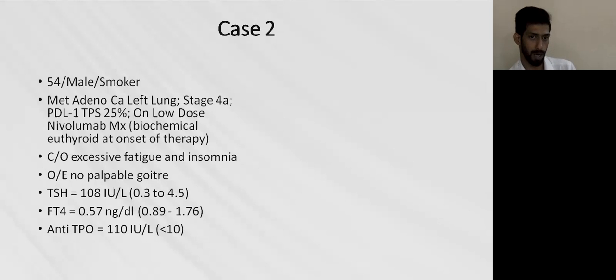54, male smoker, metastatic adenocarcinoma lung, stage 4A, high PDL1, finished his main initial chemotherapy, and right now he is on maintenance nivolumab. Nivolumab is an immune checkpoint inhibitor, which is used as an immunotherapy, the drugs we said before. Important to remember that at onset of therapy, he was biochemically euthyroid. He's come to you with excessive fatigue and insomnia. On examination, no palpable thyroid. TSH is grossly elevated, 108. FT4 is reduced, 0.57. And thyroid antibodies are slightly elevated.